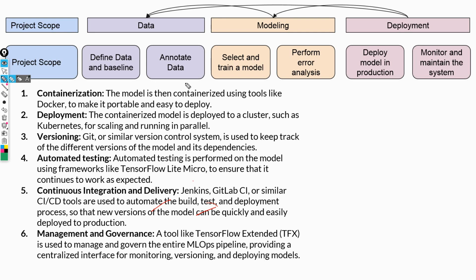For deployment, you have to consider a lot of things. The first one is containerization. You need to containerize your code to make it portable and easy to deploy. You can use something like Docker. In the deployment, you might want to deploy this into a Kubernetes cluster for scaling and running in parallel.